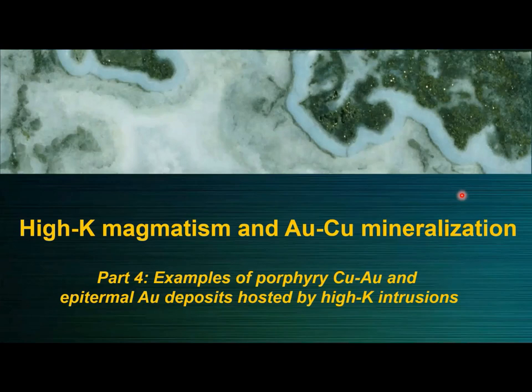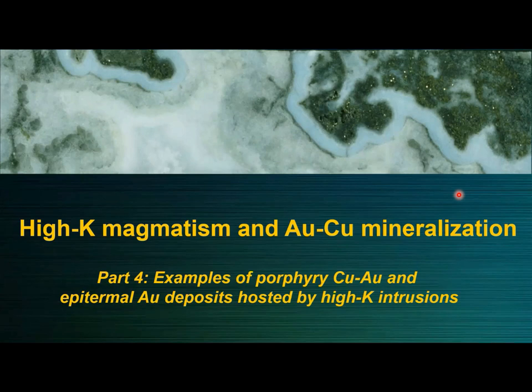Just to conclude everything, and it was probably a little bit dry because there were a lot of geochemical diagrams, I want to show you a little picture show of three really large examples of porphyry copper gold deposits and epithermal gold deposits. One of them will be from a continental arc, one will be from a post-collisional arc, and one will be from an island arc. And we can go through step by step.